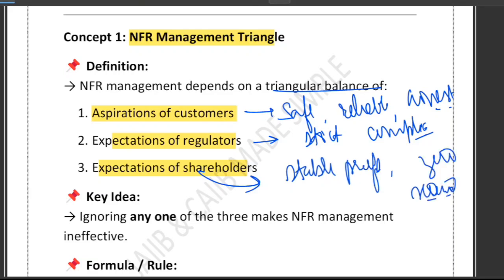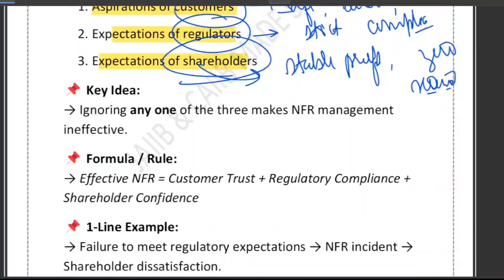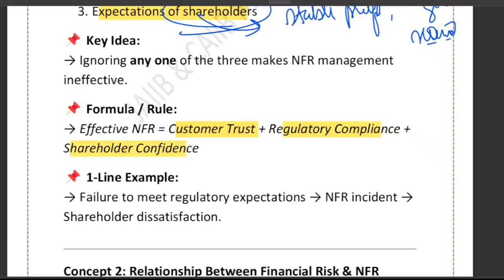So if even one side of the triangle is ignored, NFR management becomes weak. This is a triangular balance of the customer who wants safe, reliable and honest service, the regulator who wants strict compliance, and the shareholder who wants a stable profit. If any corner or any side of the triangle is ignored, then NFR management becomes weak. So the formula is: effective NFR equals customer trust plus regulatory compliance plus shareholder confidence. Suppose, for example, a bank fails to meet the regulatory expectation, it may face a penalty.